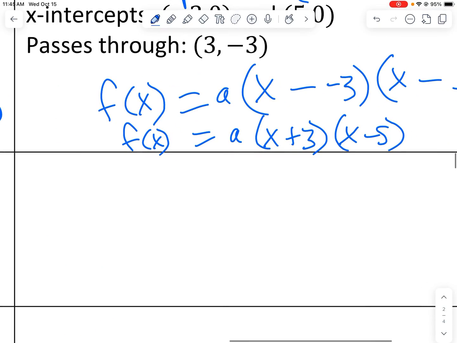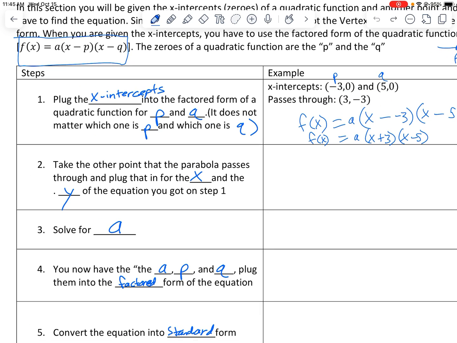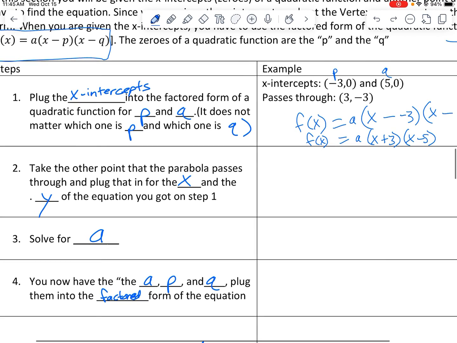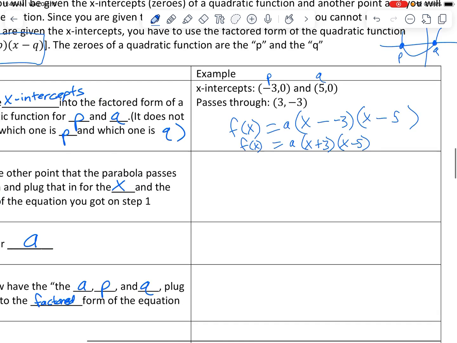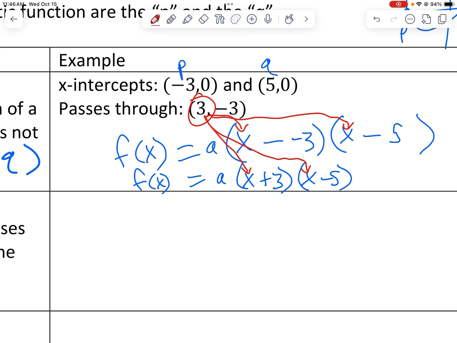But I do need to still find out what this a value is. And so just like last time, we're going to take a point that it passes through and plug it in, just like it says here. You plug it into the x and then the f of x. I don't know why I put y here. So we're going to plug those in. Let me change colors here. This point has an x value, and it goes where all of the x's are. So it goes there, there, there, whichever one you're looking at. It goes in both of the x's. This is an f of x value, and so it's what you put here on the left side.